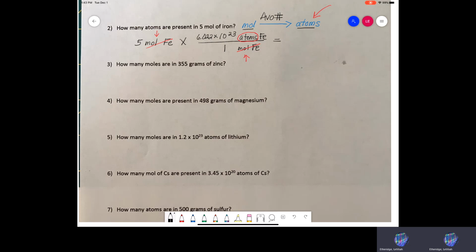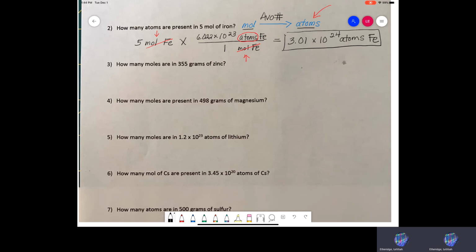Take 5, multiply it by 6.022 times 10 to the 23rd, divided by that 1 mole, and you should end up with 3.01 times 10 to the 24th. Do not forget the units: atoms of iron. Okay, and that would be your answer to this problem.